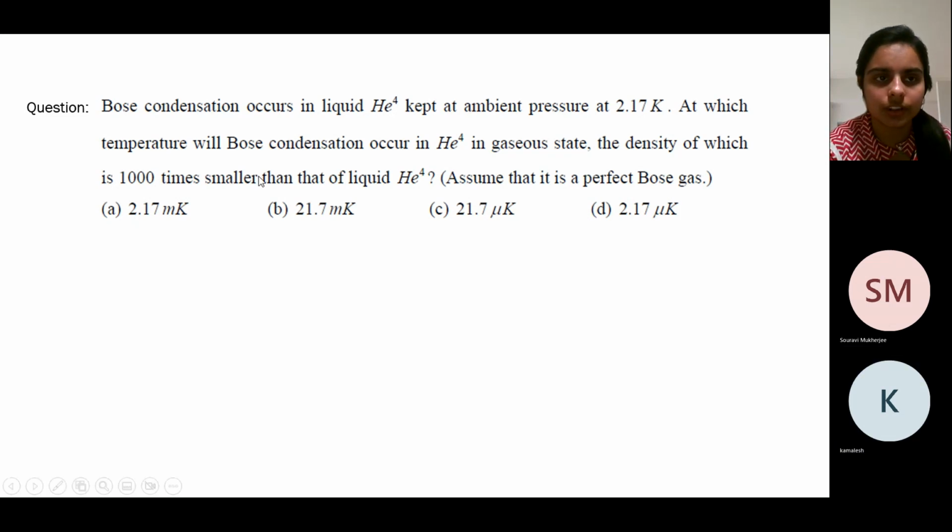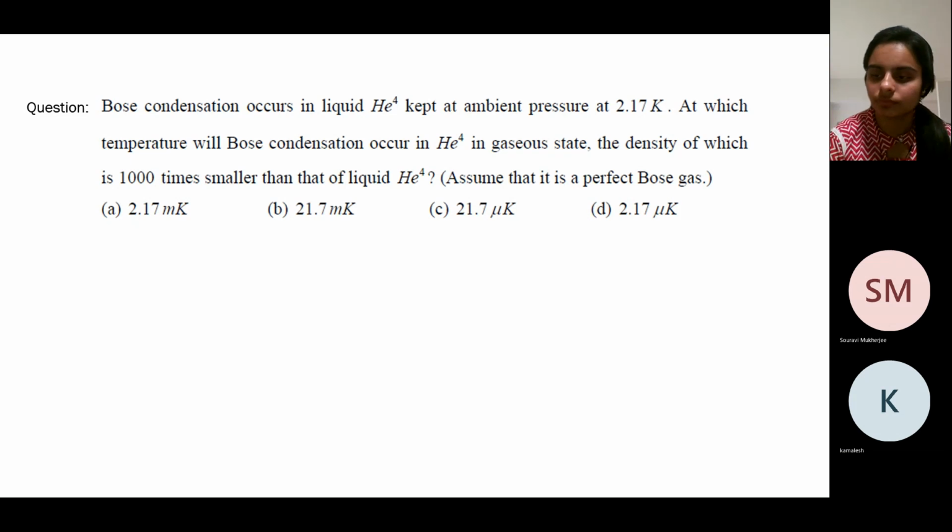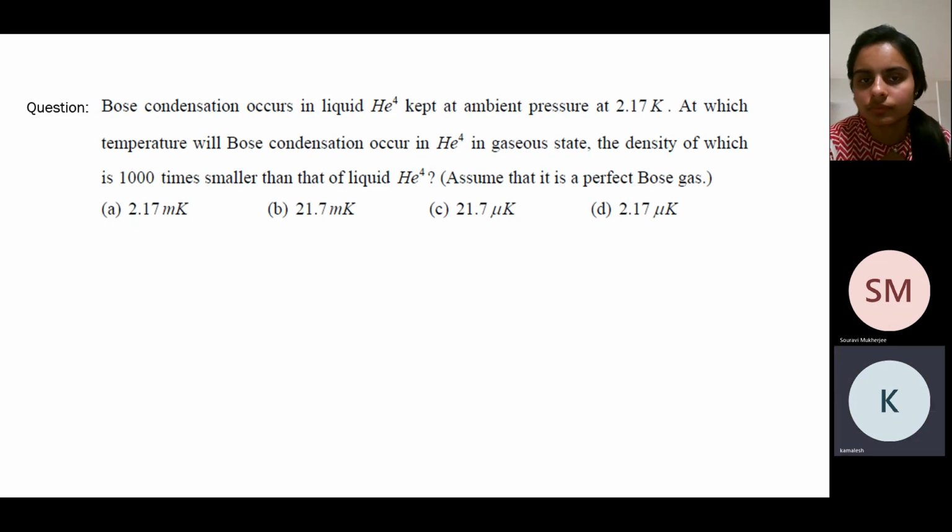Yes. So now this is a question. Here the Bose condensation occurs in liquid helium at this particular value. It's said that the density of gaseous helium 4 is around 1,000 times smaller than that of liquid helium. So you have to say at which temperature Bose condensation will occur in the gaseous state. Can you tell me how to address this question? I don't remember the expression for the critical temperature.